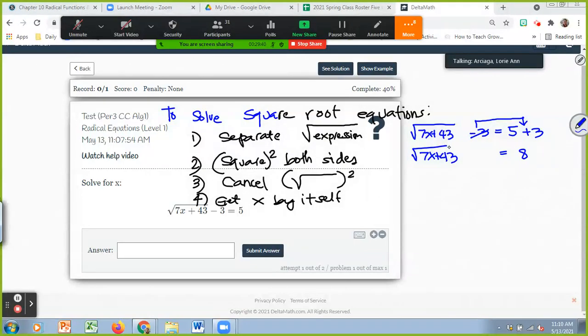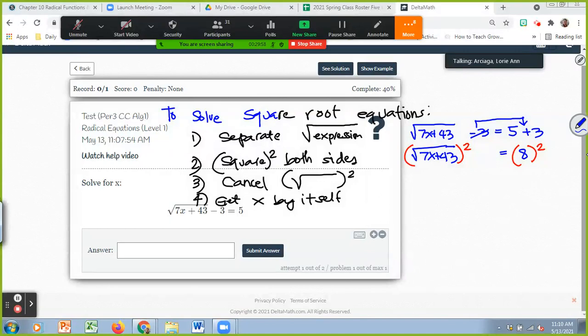Okay, so now that this guy is alone, it says square both sides. So what does that mean? You put parentheses around this, and then you put parentheses around this, and square them. Whatever you do to the left, you gotta do to the right.